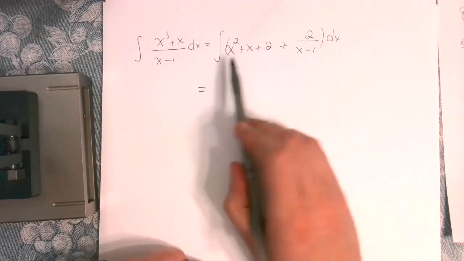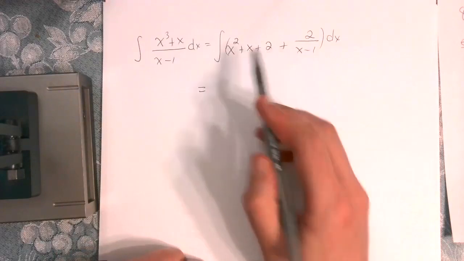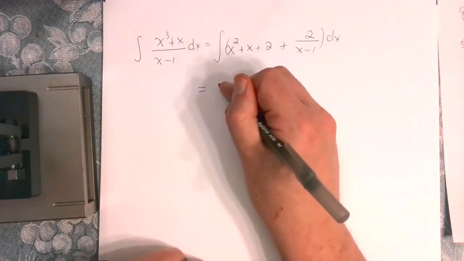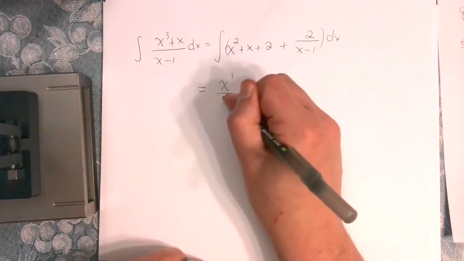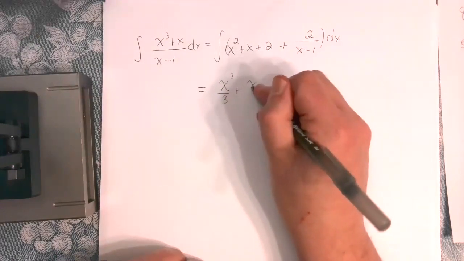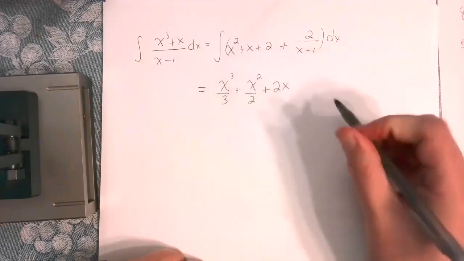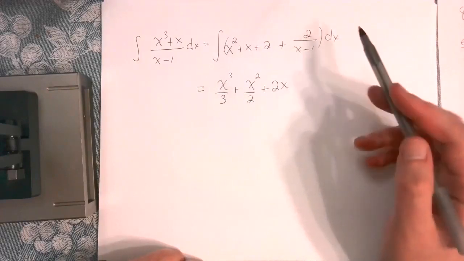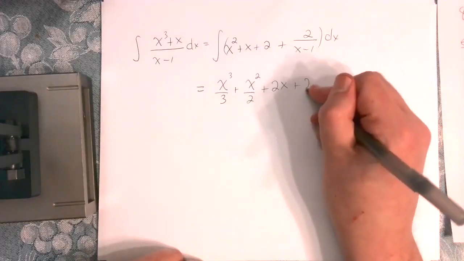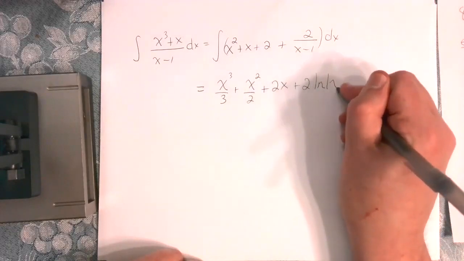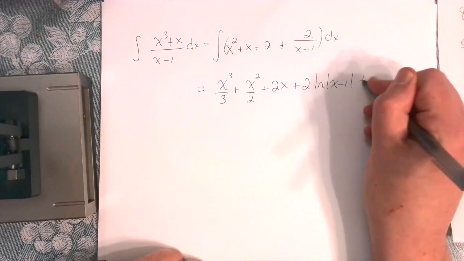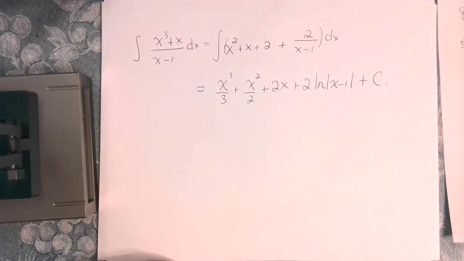Okay, and we could just go ahead and integrate term by term. So the first term, by the power rule, I get x cubed over 3. The second term, by the power rule, I get x squared over 2. The third term is 2x. And here I've got a natural log. Plus C completes the problem.